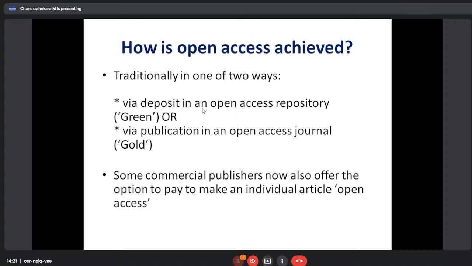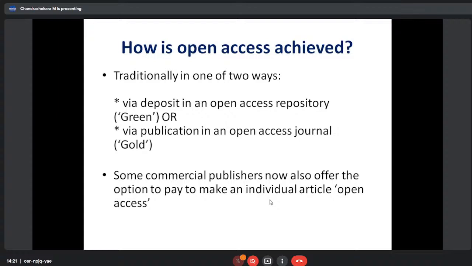Then another one is via publishing in open access journals. This is what is called gold. If you put your publication in some developed repository, then it is called green. If your publication is in an open access journal, then it is called gold. Some commercial publishers now also offer the option to pay to make an individual article open access. Many publishers are taking interest.